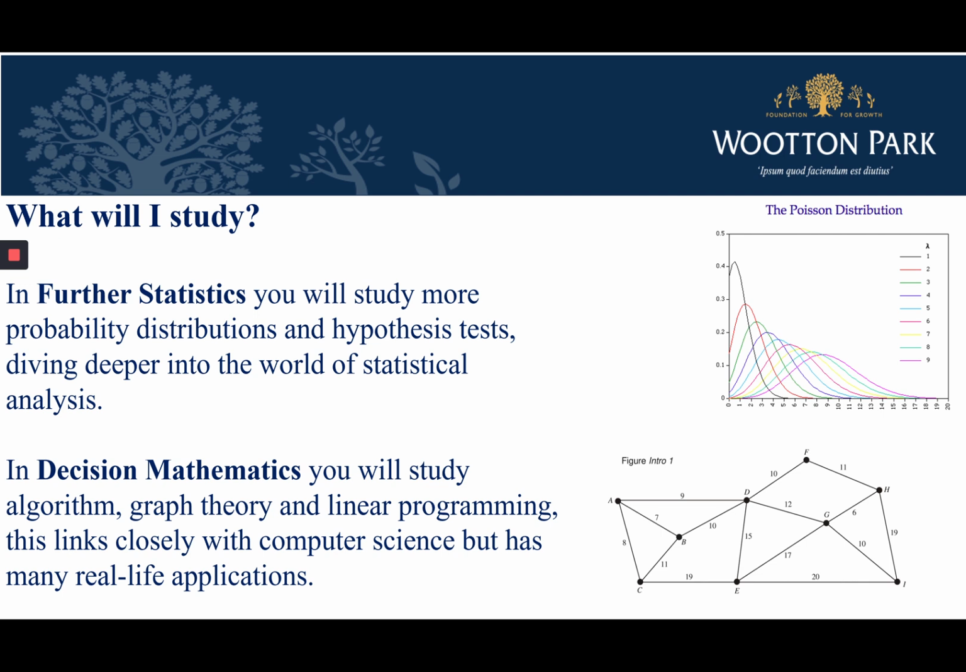And then decision mathematics is all about algorithms and graph theory, not the type of graph that you're used to plotting like a bar graph. It's more like a map, like you can see in the diagram here. That is the type of graph that you talk about in decision mathematics, and it's to do with linear programming. This links closely with computer science, but it has many real life applications. Something that you might learn in decision maths is, if you were given a graph like this, how do you find the shortest route to get from A to H? Which route gives you the shortest way to get from one place to another. So lots of real life applications with decision maths.